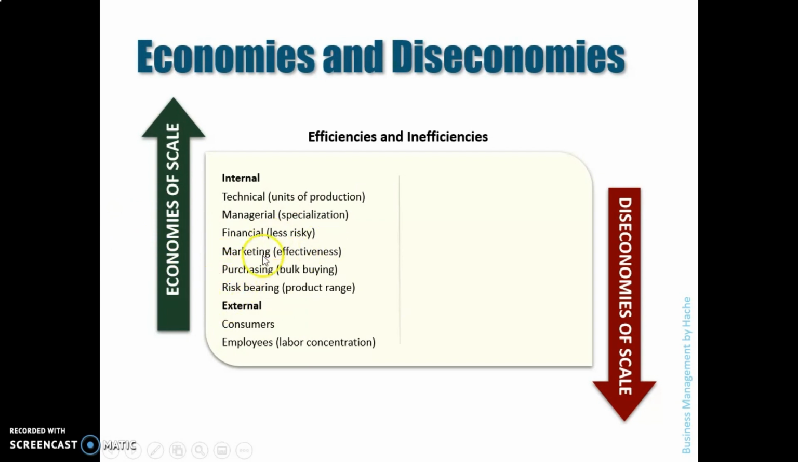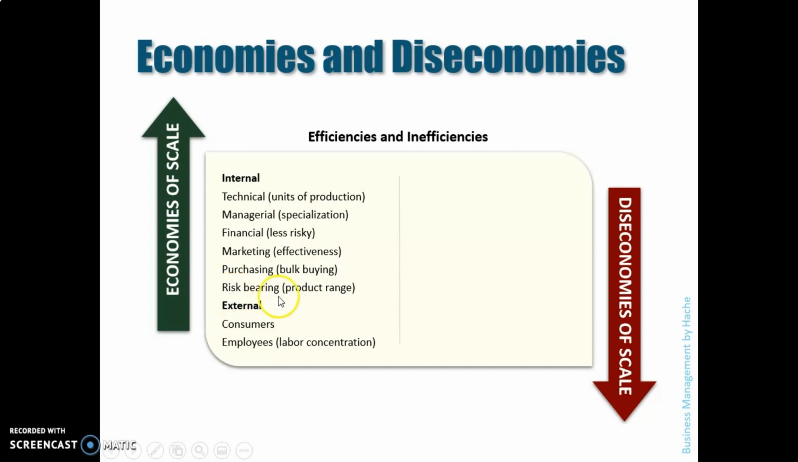Purchasing economies or purchasing efficiencies are referred to bulk buying more specifically. I mean, as I said before, if you buy in bulk, if you buy in larger quantities, this would be less expensive than buying one by one or piece by piece or smaller quantities. So this would end up becoming spending less money for producing more.